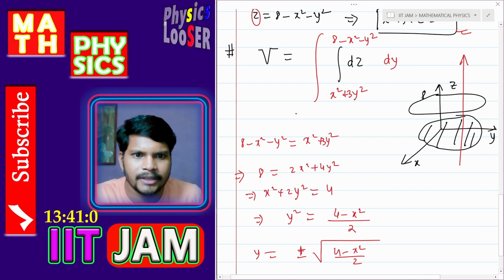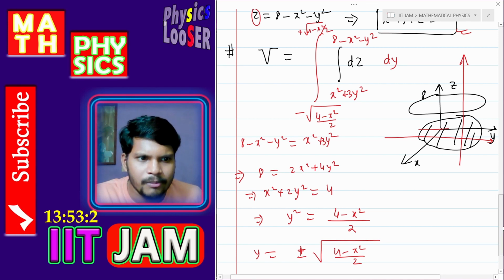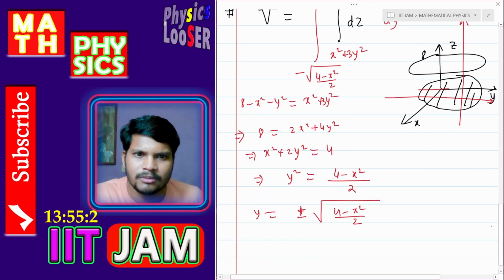So I can simply write that, because I have to go from here to here, and this is the minus and plus, square root of (4 minus x square) by 2 to plus square root of (4 minus x square) by 2. Now what about x? I have already told you that x will be some number.